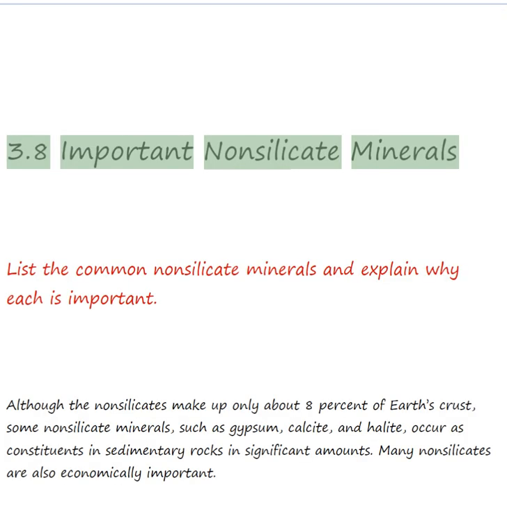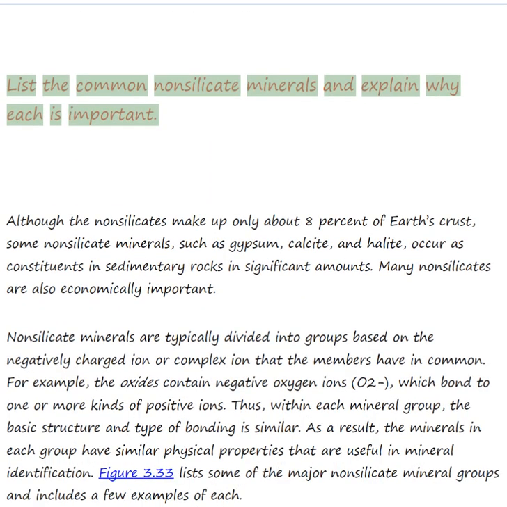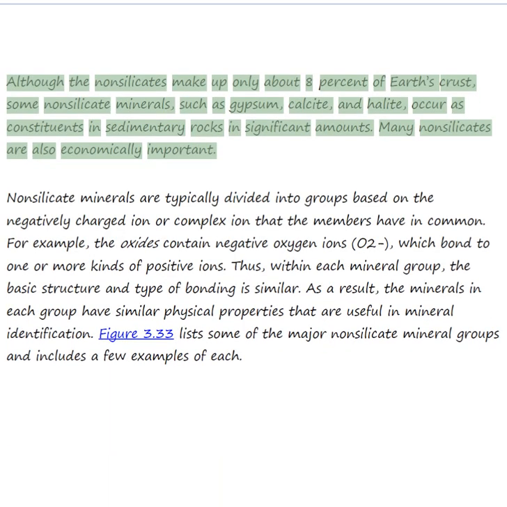3.8 Important non-silicate minerals. List the common non-silicate minerals and explain why each is important. Although the non-silicates make up only about 8% of Earth's crust, some non-silicate minerals, such as gypsum, calcite, and halite, occur as constituents in sedimentary rocks in significant amounts. Many non-silicates are also economically important.